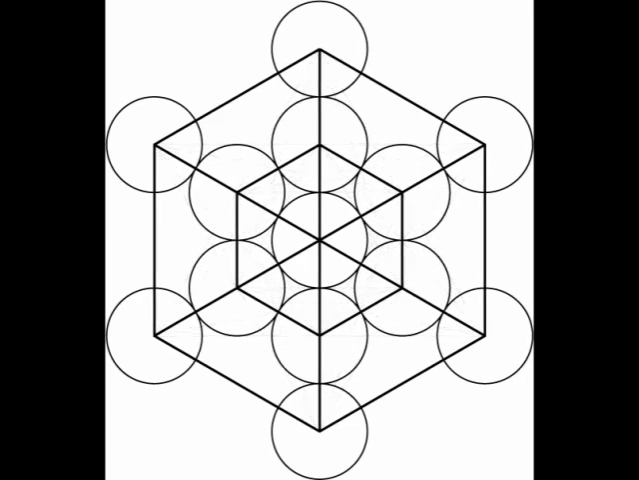Here we see a cube within a cube. There are holograms within holograms, as above, so below. The microcosm is a reflection of the macrocosm. The key of the Metatron's cube is the golden mean fractal, ascending infinitely inward and outward simultaneously.